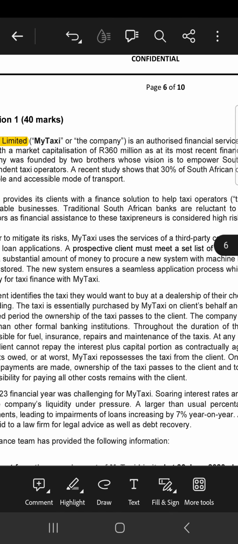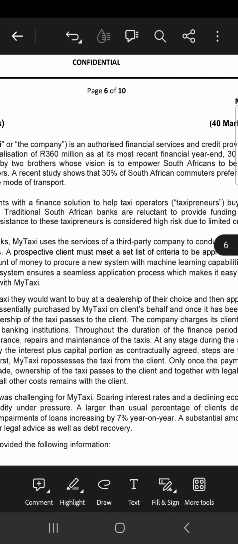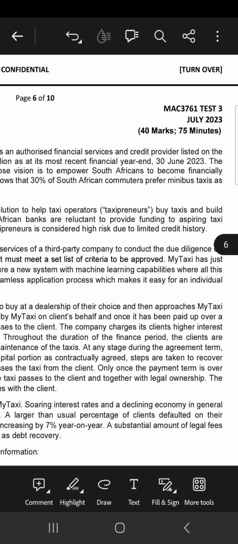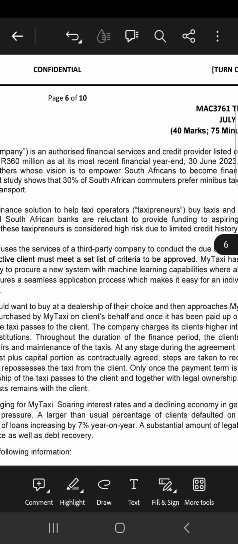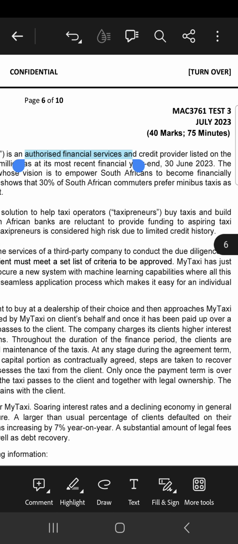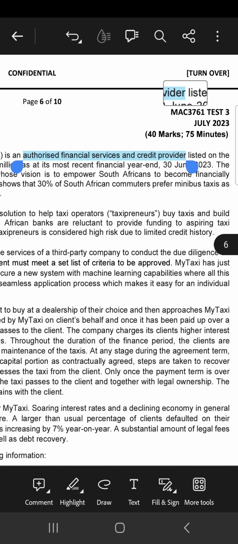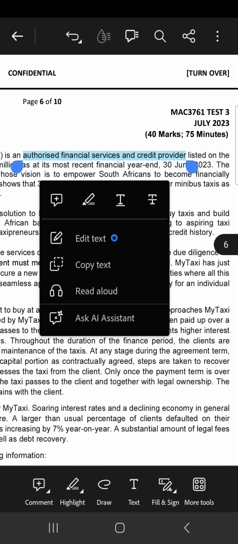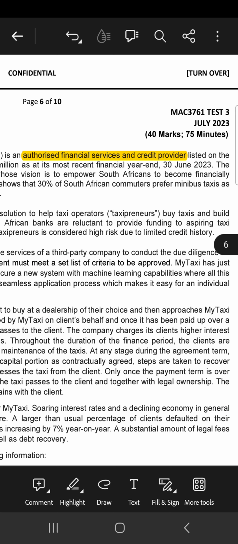So again, My Taxi, right? That's the name of the company, is an authorized financial services and credit provider. Okay. So that's another thing already, right? Authorized financial services and credit provider. Okay. Now, this should already tell you, okay, this is information about the industry in which the company is operating.